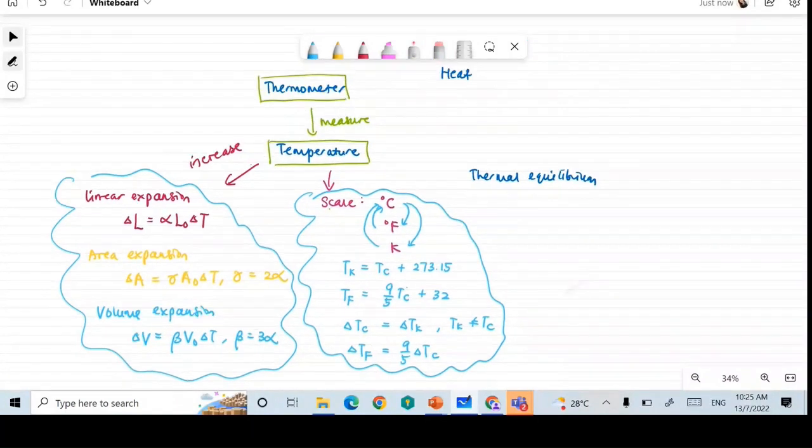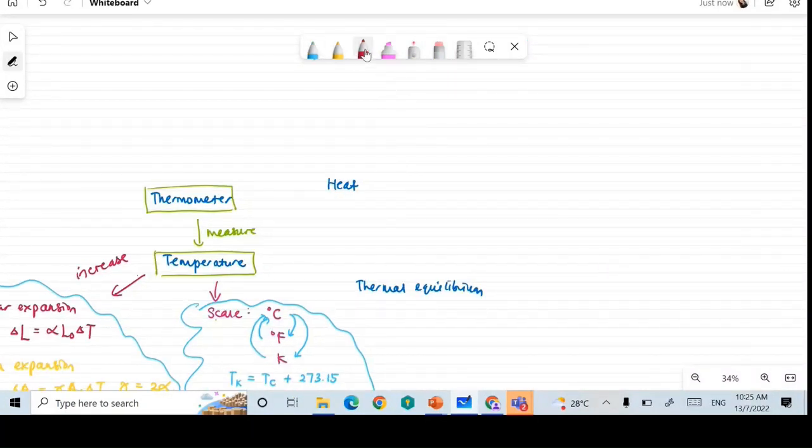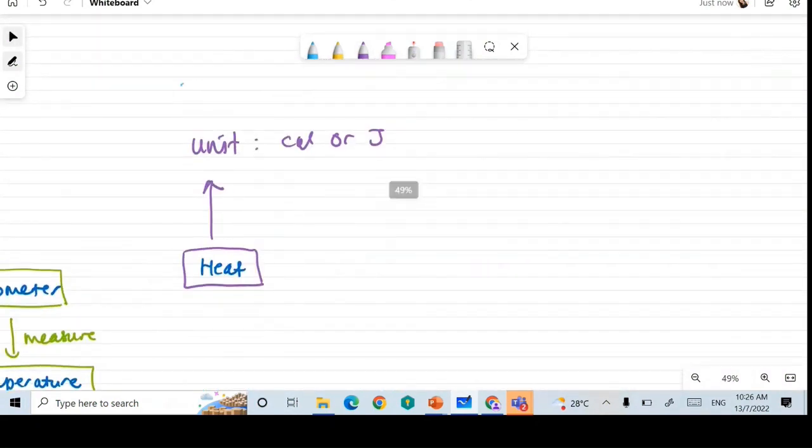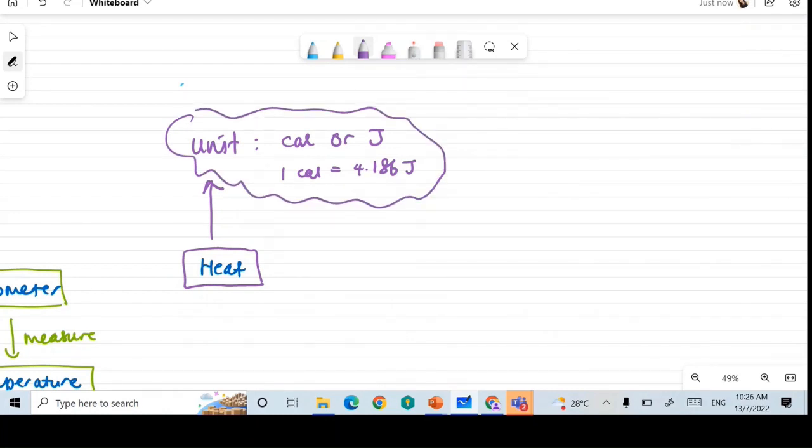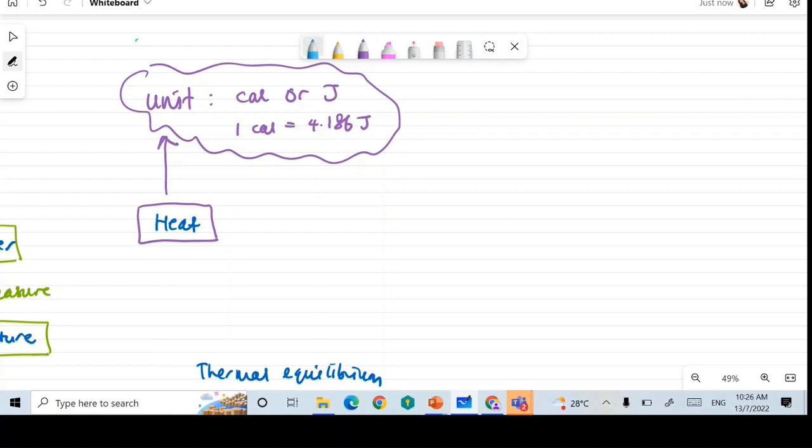Then after that, when we talk about heat, what is heat? Heat means heat energy, so it is energy. Heat is a form of energy where the unit could be written in calorie or joule. In our lecture, usually we refer to joule because joule is the SI unit for heat. And 1 calorie is equal to 4.186 joule. You can also use calorie, just to let you know the relation between joule and calorie.